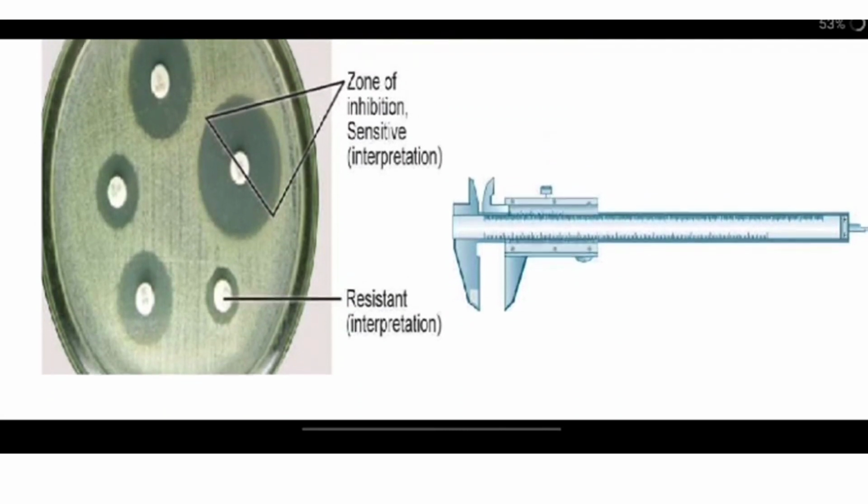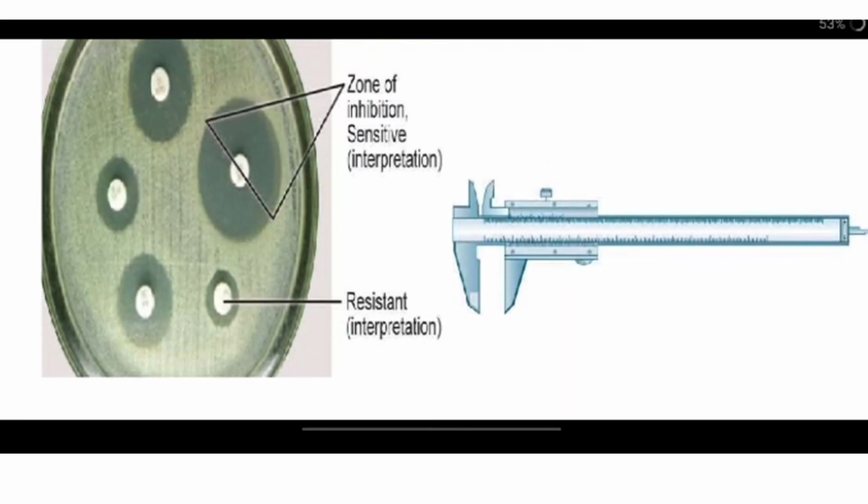measured by vernier caliper. This is the vernier caliper. This is a kind of scale by which the zone of inhibition is measured. How is it measured? It is measured from one periphery to another periphery, one end to another end, not from the disc center or disc periphery to the zone of inhibition. No, it is measured from one end of the zone of inhibition to the other end.